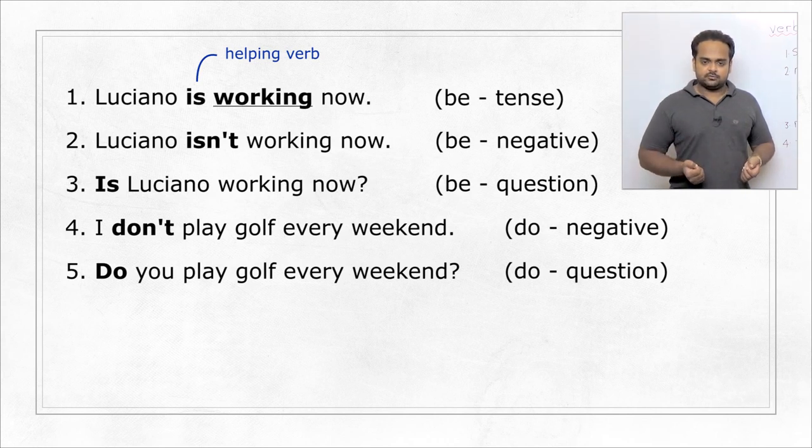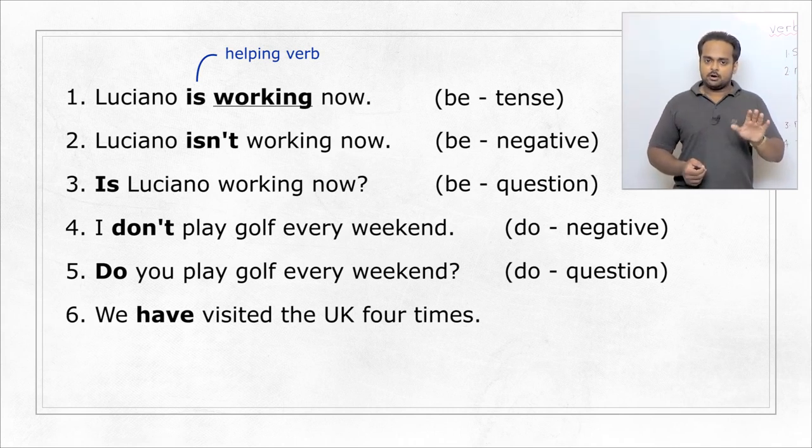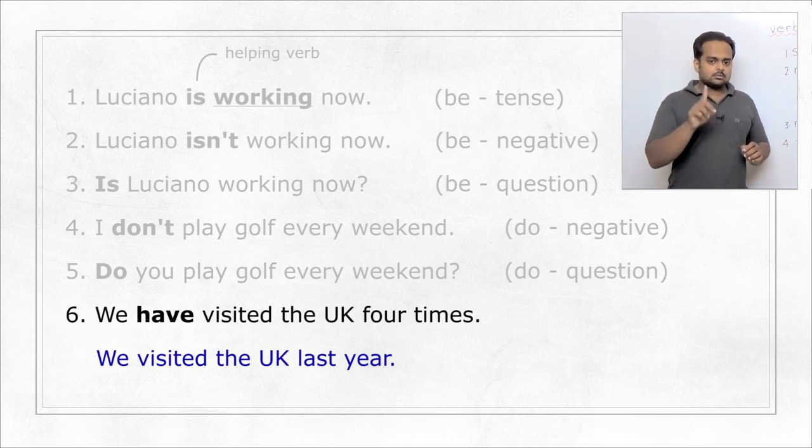Let's look at an example with the verb have. We have visited the UK 4 times. Here, we know that the main verb is visited, but can you tell me what is the purpose of using have in this sentence? Now, if I told you, we visited the UK last year, in that sentence, I'm talking about one single experience. That is, my visit last year.